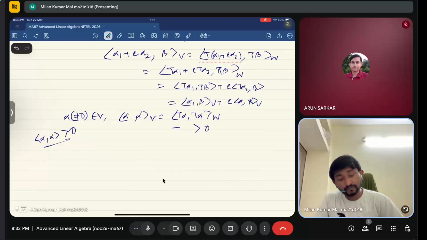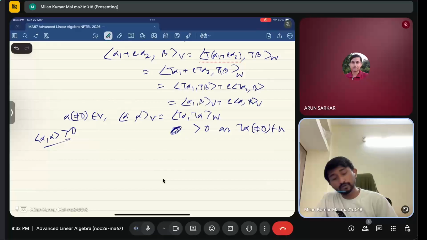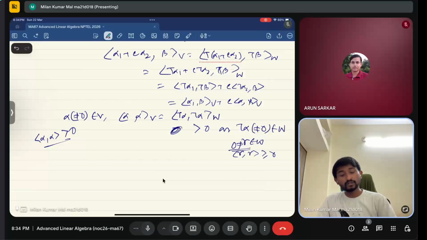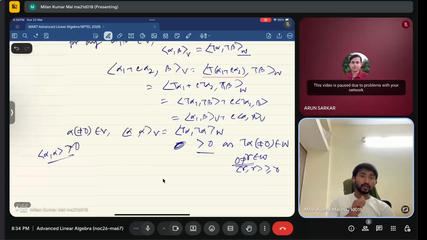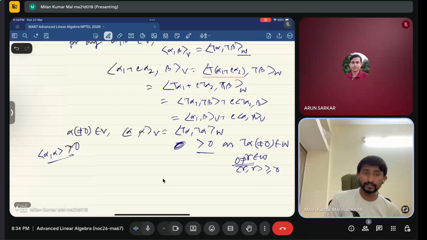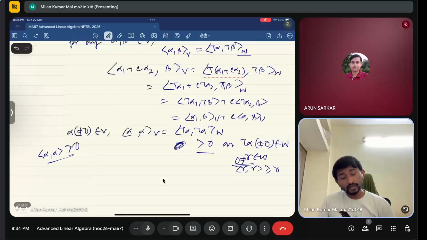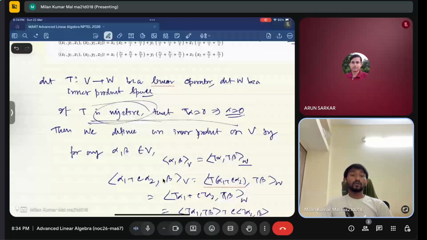In fact, this is positive as T alpha is not equal to 0 in the vector space W, and for any vector gamma in W, we know that the inner product of gamma with gamma is greater than 0 for any non-zero vector, right? So as T alpha is non-zero, an element in W will have positivity. This is one of the important facts. That's why injectivity of T is needed. So if we are given a linear operator T which is not injective, and you are asked whether this defines an inner product on the vector space V or not.